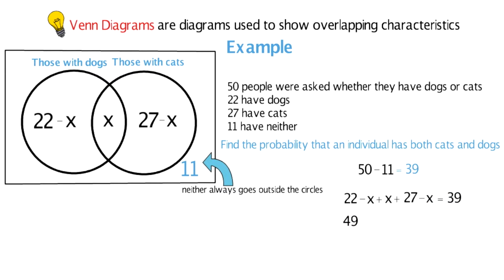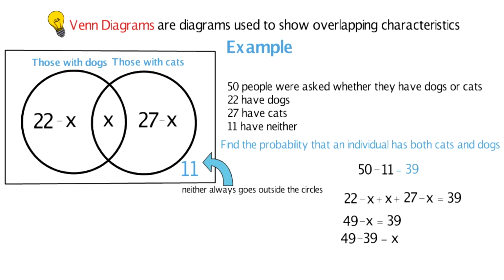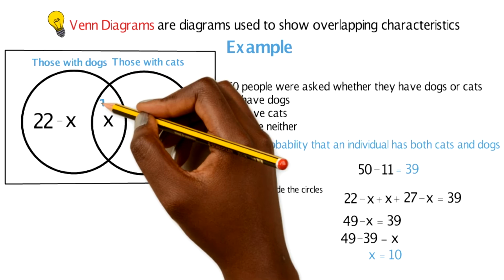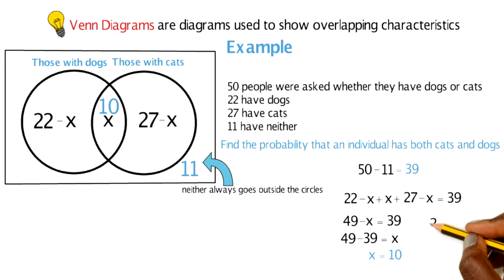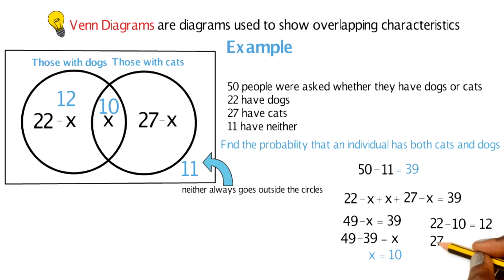Now we are going to solve this algebraic equation to work out what x is. It's going to end up being 49 minus x equal to 39. We do 49 minus 39, that's equal to x. So x is equal to 10. Now we know what x is, we can fill in the gaps. The overlapping space in between is 10. To work out those that have only dogs, not both, it's 22 minus 10, which is 12. And for those that just have cats, no dogs, it's 27 minus 10, leaving us with an answer of 17. So that's going to be on that side, those with solely cats.